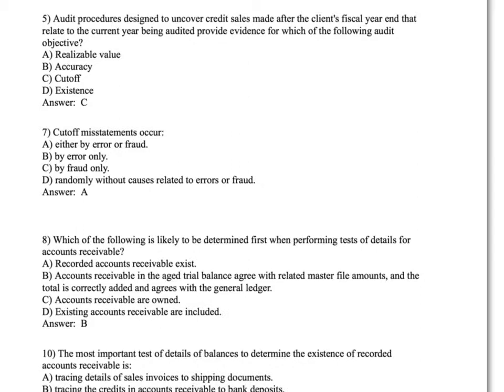Number 8, which of the following is likely to be determined first when performing tests of details for accounts receivable? It is B, the accounts receivable in the aged trial balance agreed to the related master file amounts and the total is correctly added and agrees to the general ledger. This is what you did. We didn't actually agree the sales price back to the master file, but know that that is a step that could be included in the process.